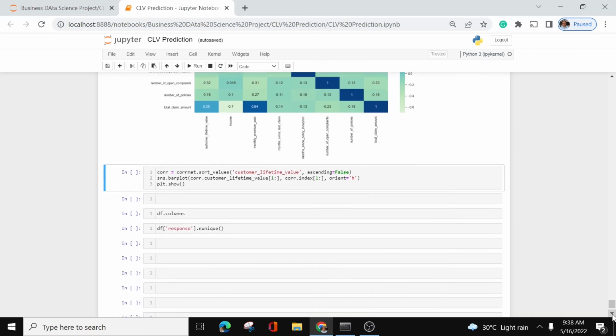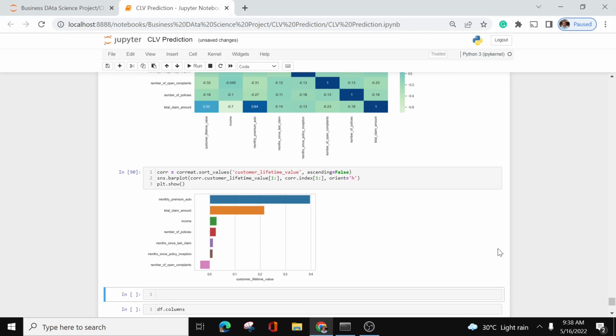Okay, so now what we will do here is that we're going to identify the ones that have higher correlation values with respect to customer lifetime value. So let's execute this. Now we have the monthly premium auto, which is the highest one among all these other features.